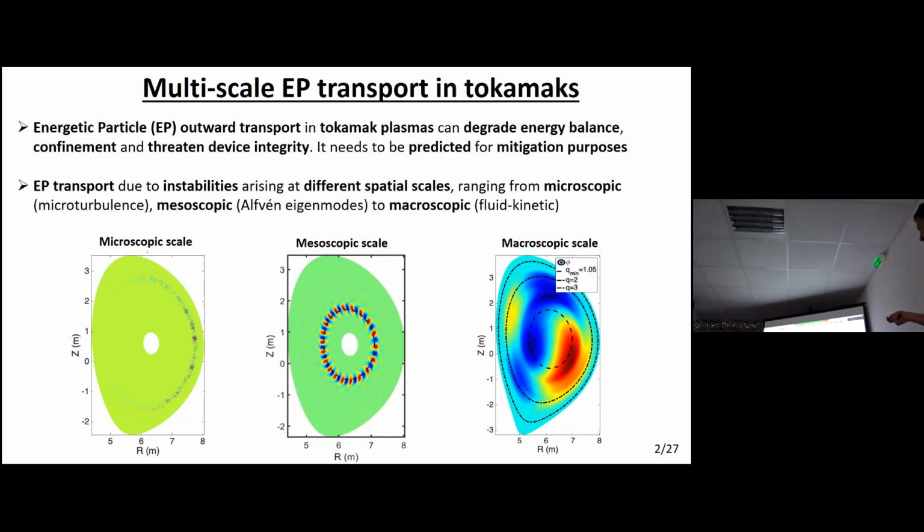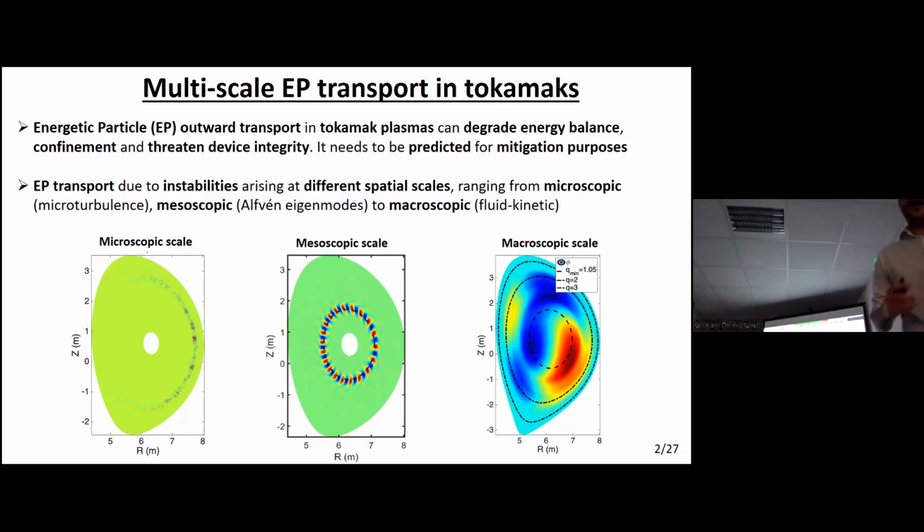Here at the macroscopic scale, that's what we call MHD modes. You have, for example, the trapped electron mode here that creates very, very fine scales. Then you have the reverse shear Alfvén eigenmode, which produces some kind of mesoscopic scale. And finally, the macroscopic scale, for example, here, a fishbone, which is going to be the main instability that I'm going to discuss in this talk.